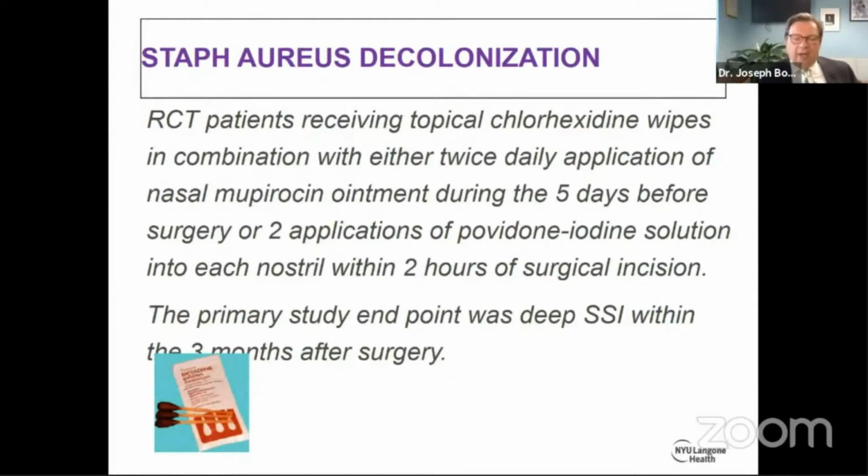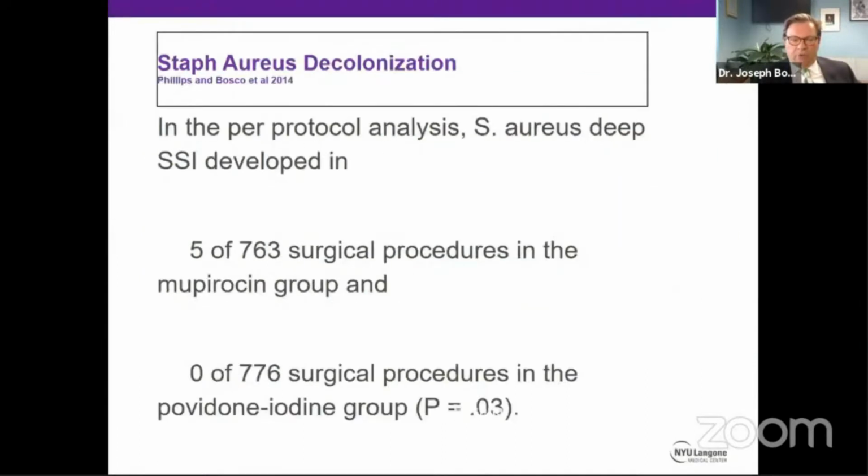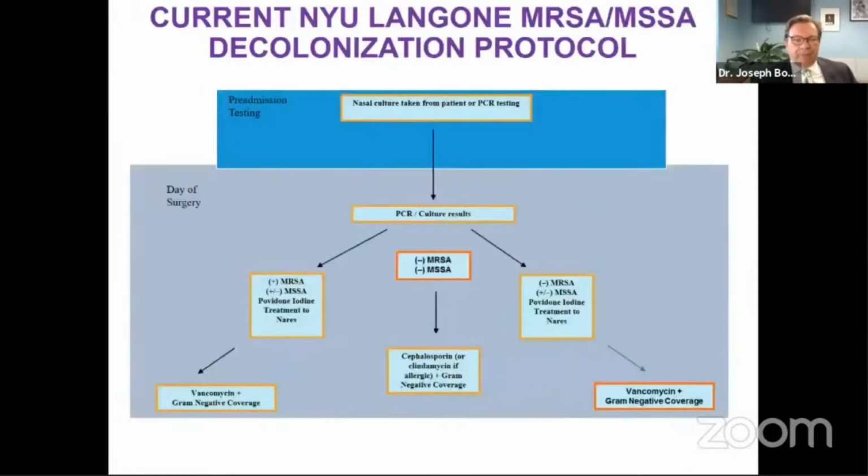So we looked at the risk of a deep SSI with the two treatments, and what we found is that it was equal. Basically, there was no difference. And actually, the povidone iodine group did a little better, but certainly povidone iodine swabs given at the time of surgery, right before surgery in the holding area in the nares, decrease infection rates and decrease colonization rates. So that's our protocol at this point. We published this as well. So this is what we're doing right now.